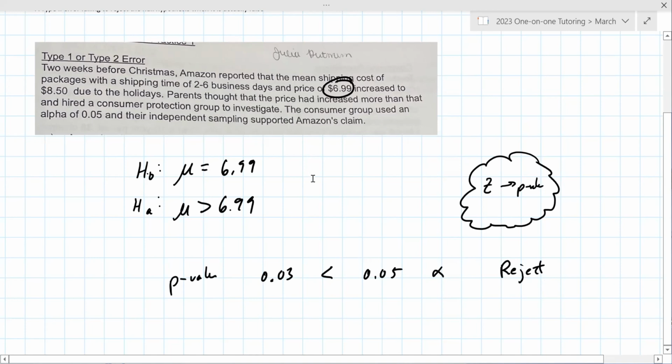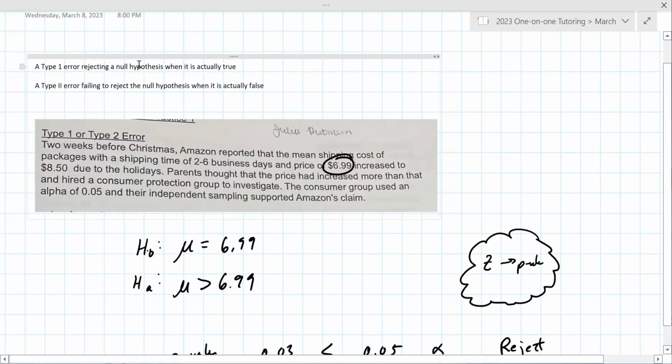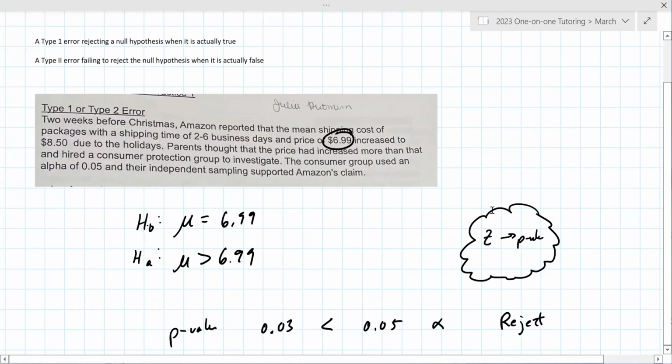So the premise, like all the stuff that leads into what you're actually doing here, is you would reject the null hypothesis. Okay, so a type 1 error occurs if you reject a null hypothesis when it is actually true. Let's say you did all this work, you found a z-score, you went to your calculator and got a p-value, and your p-value was less than alpha, and you said, okay, I'm going to reject. A type 1 error occurs when you reject the null hypothesis when it's actually true. Okay, like even though parents thought that it had increased, it really hadn't. Okay.